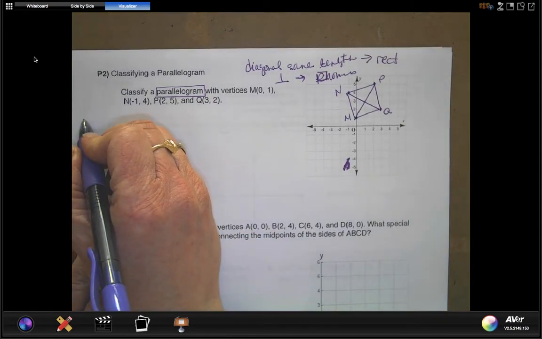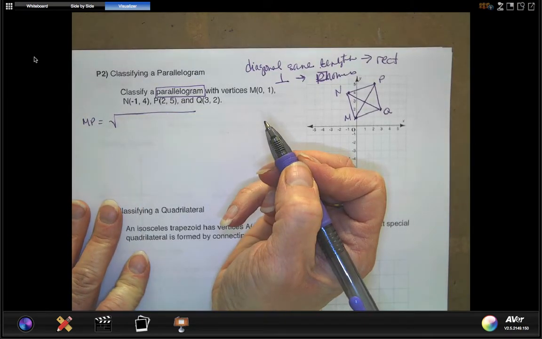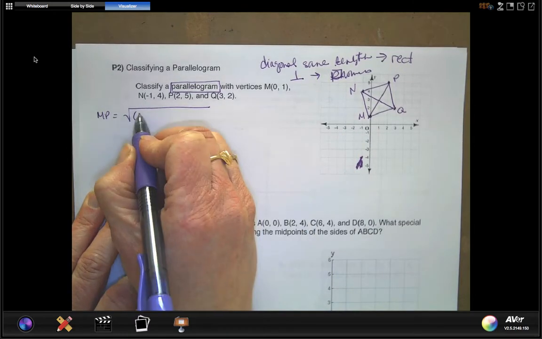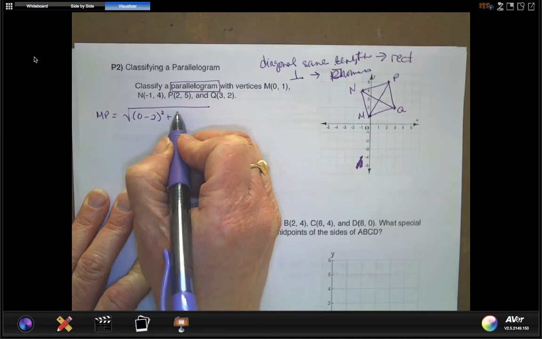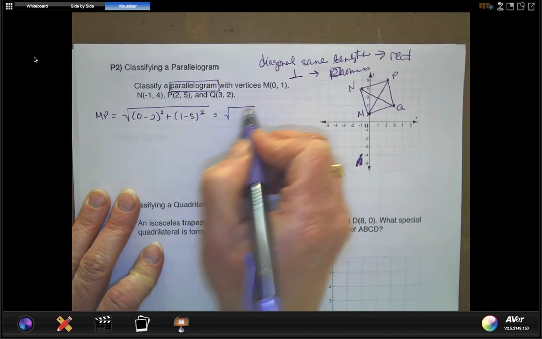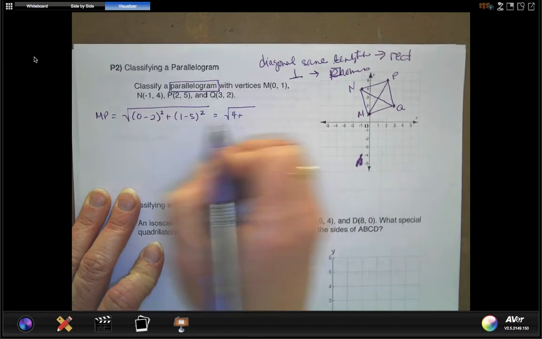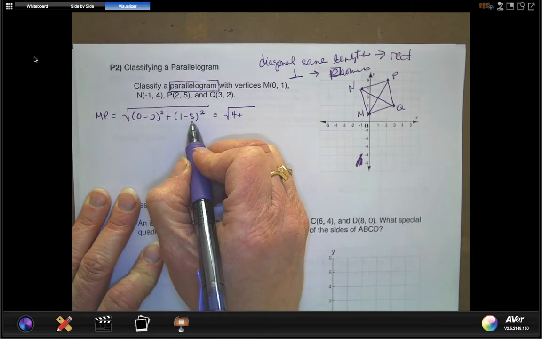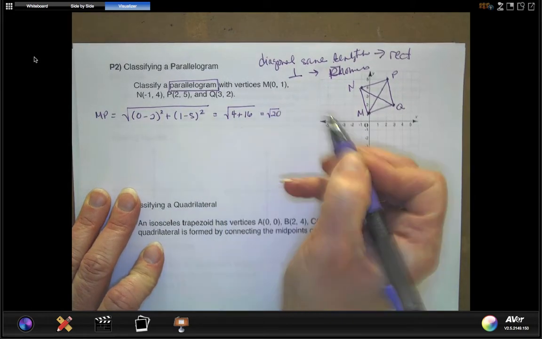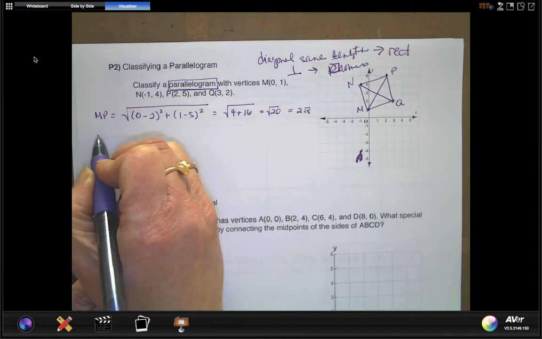So I'm going to find the length of MP. So I'm going to do 0 minus 2 squared plus 1 minus 5 squared. So 0 minus 2 gives me negative 2. Squared, I'd get positive 4. 1 minus 5 would give me negative 4. I square that, I'd get 16. So this is the square root of 20. You could simplify that if you want to 2 square roots of 5.